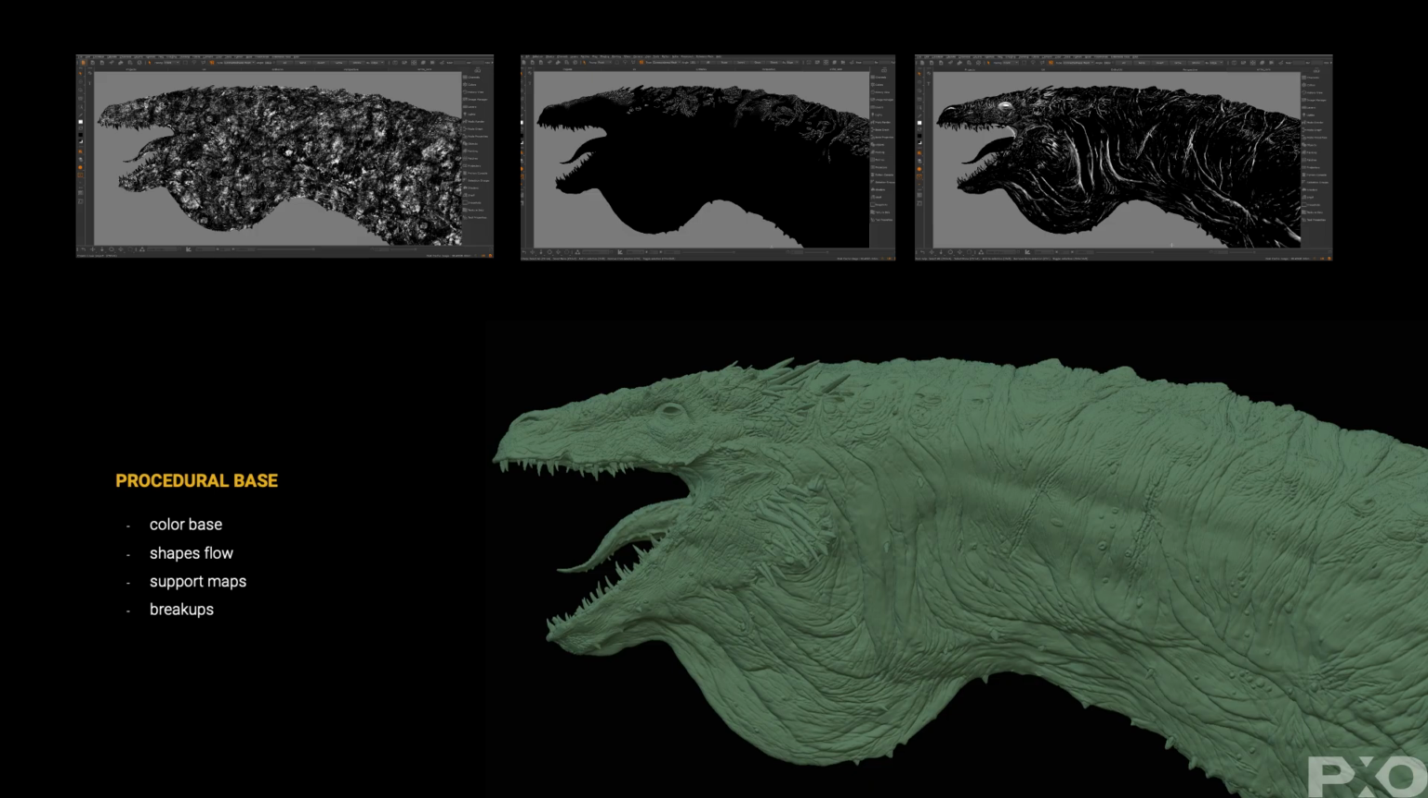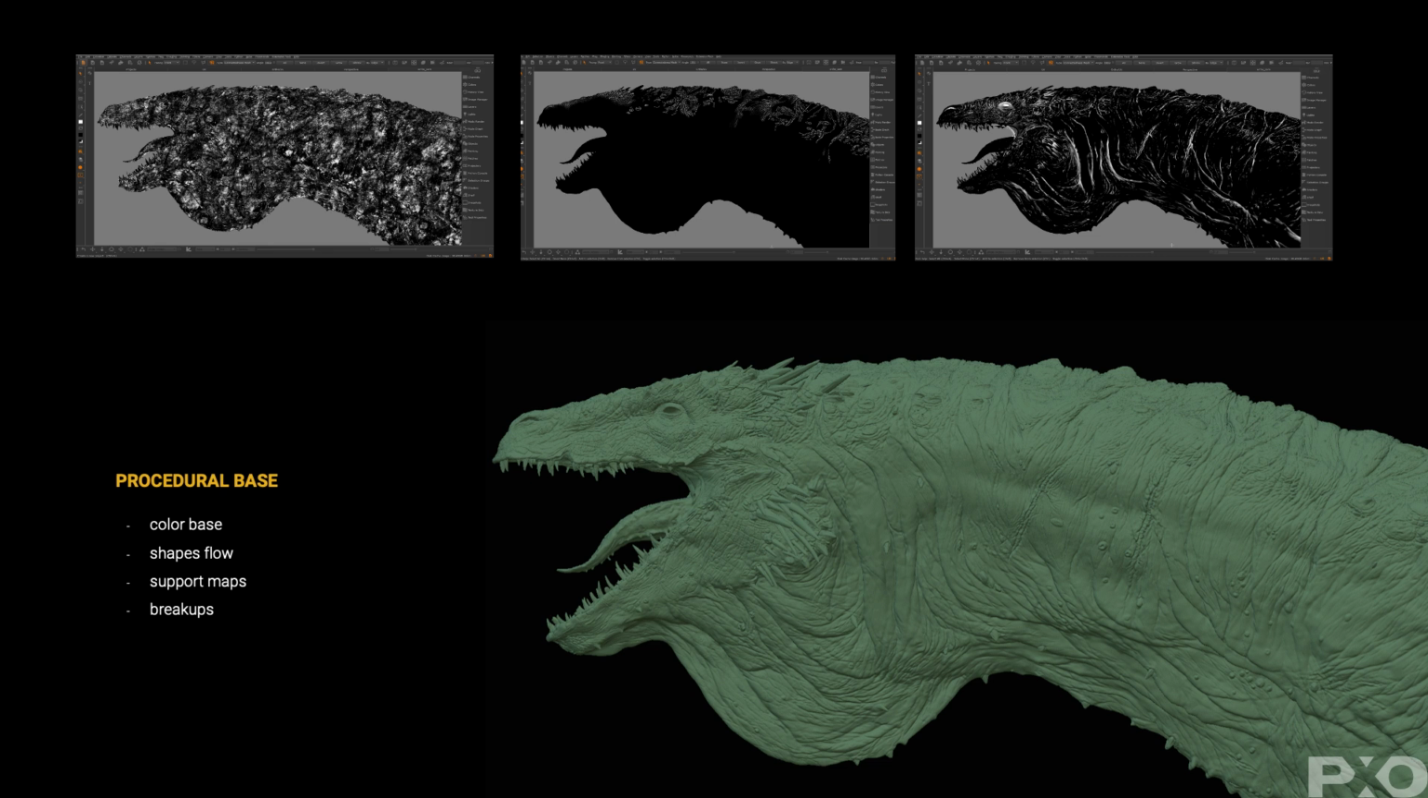So we can start talking about a procedural base. This phase for this dragon started even before the model was fully approved and the UVs were fully done. Because the great thing about working procedural is that you can easily update your model. You don't have anything baked, so you can just work on that.